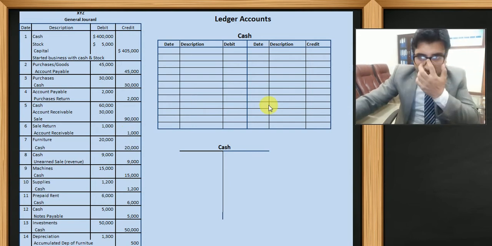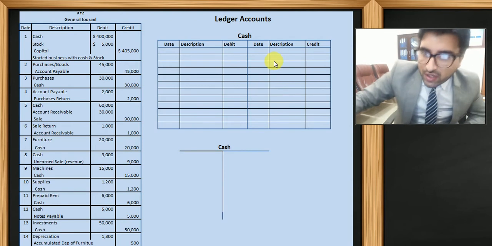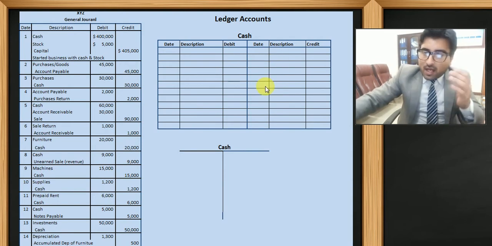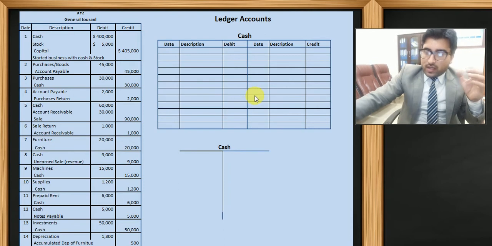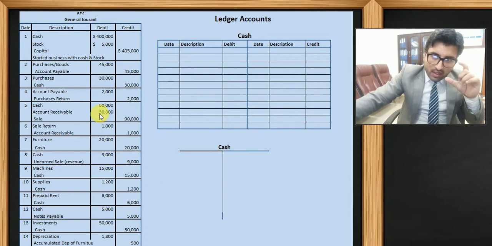So dear students, as you can see, we have a ledger account of cash here. This is a sample. This account has two sides: the debit side and the credit side, the left side and the right side. All transactions related to cash in the general journal are posted into this cash ledger account. All debit entries are posted into the debit column and all credit entries are posted into the credit column.